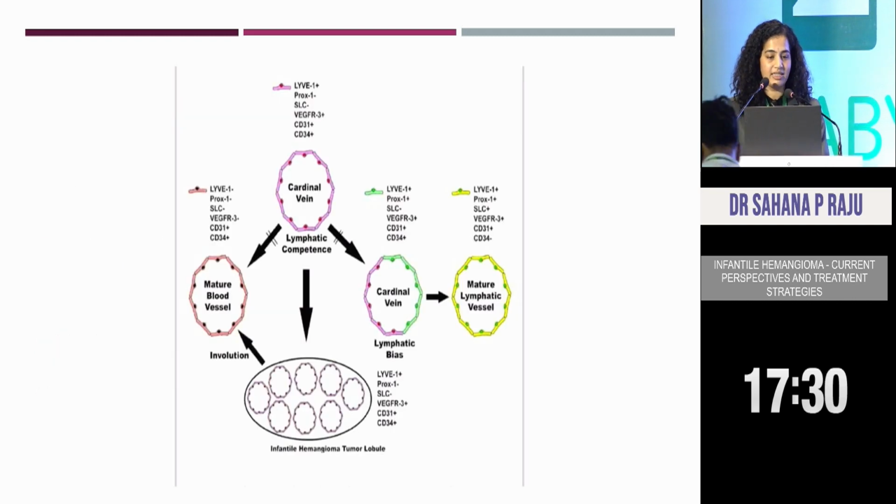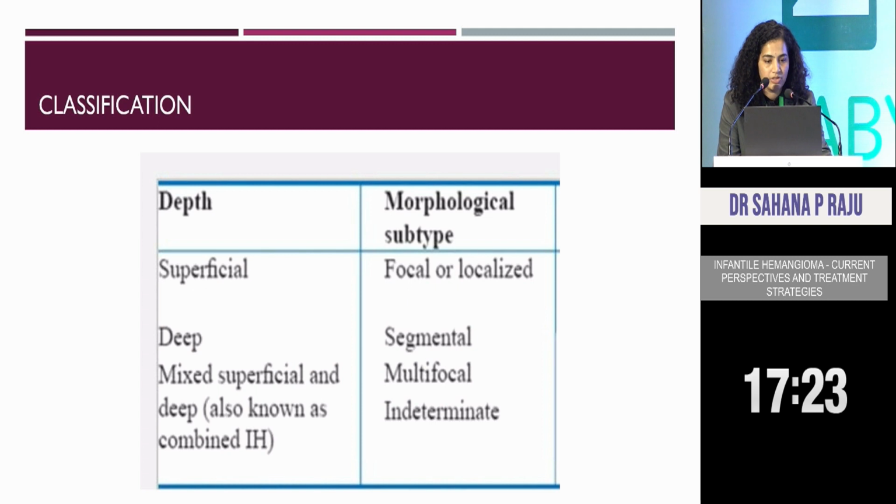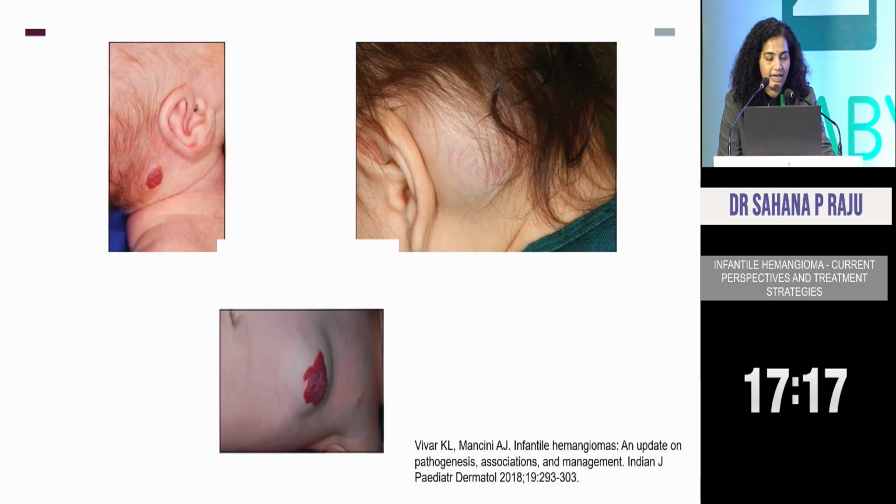Again, this is a very complex diagram which shows a lot of cytokines and growth factors involved in the development of hemangioma. We'll just skip this. They are basically classified based on the depth and on the morphological subtype. Based on the depth, they can either be superficial, or deep, or mixed.